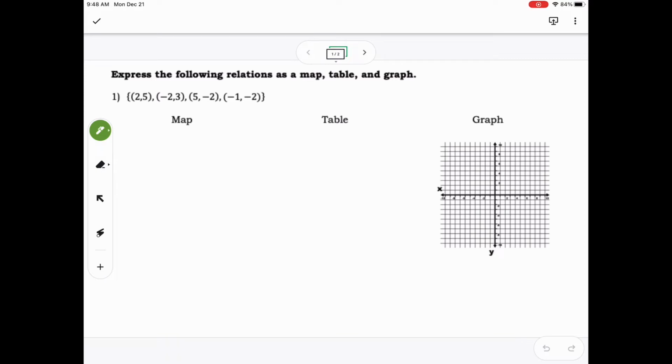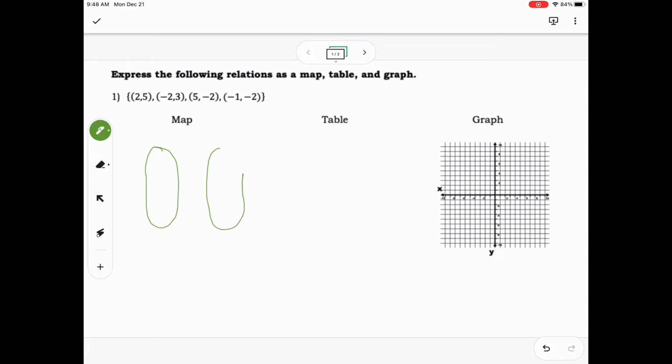Today's lesson will cover the second part of Learning Target 1 in Unit 5. We will be taking what we talked about in Part 1 and now representing the relations in those three ways: a mapping, a table, and a graph. For this example, we will start with a mapping.